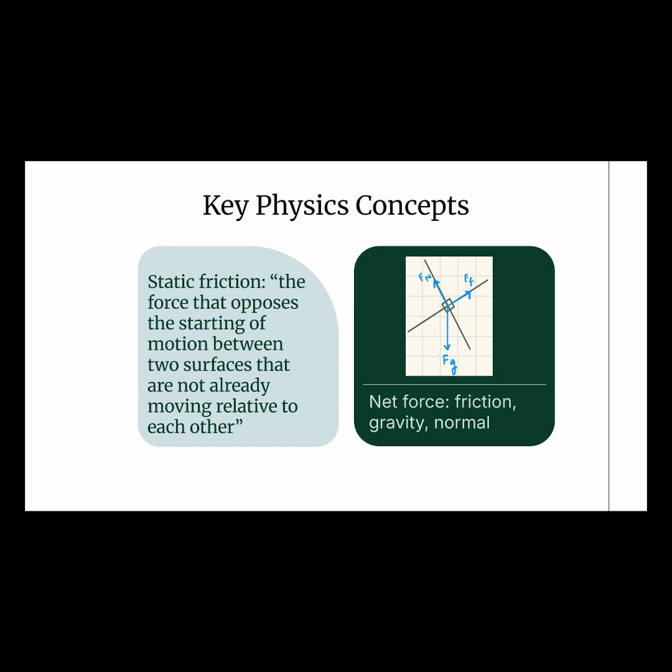So key physics concepts is static friction, which is the force that opposes the starting of motion between two surfaces that are not already moving relative to each other. Because I'm looking for the maximum, which is right when the object begins to slide rather than kinetic, which I would have to video and analyze. And then this is my free body diagram, which has gravity, friction, and a normal force on it. And the incline is at the angle that we find from the actual experiment.